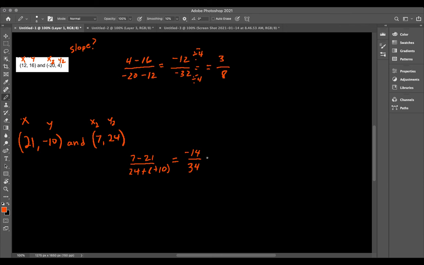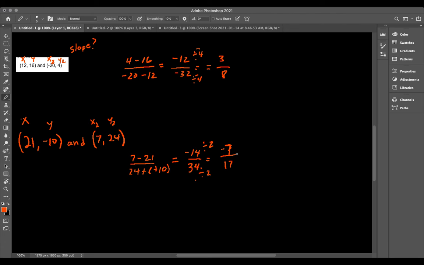Now, if I do my math here, I'm going to divide both of them by 2, because that's the greatest common factor between 14 and 34. That's going to give me negative 7, and this one is going to give me 17. So we have negative 7 over 17, and that would be the value there. Okay, and that would be the slope or the rate of change.